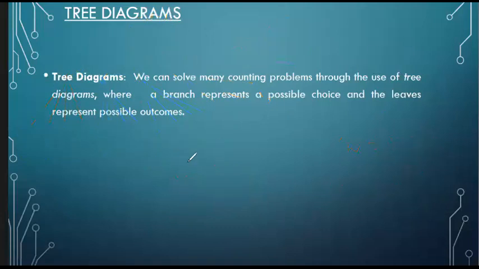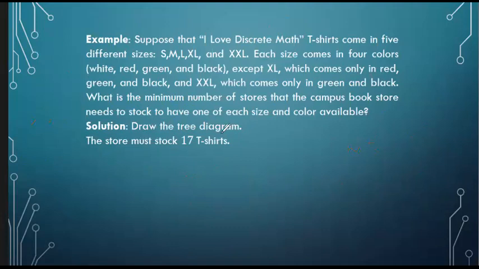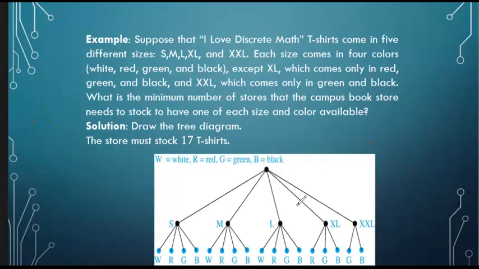So let's see the same with the help of the solution. We are supposed to draw the tree diagram. The store must stock 17 different t-shirts, and this is the diagram. We have the sizes and the color choices. Count the total number of branches at the end. It will give you the solution of the problem.